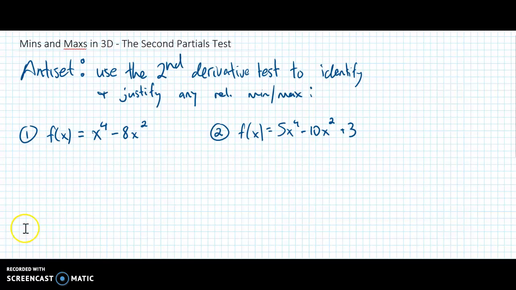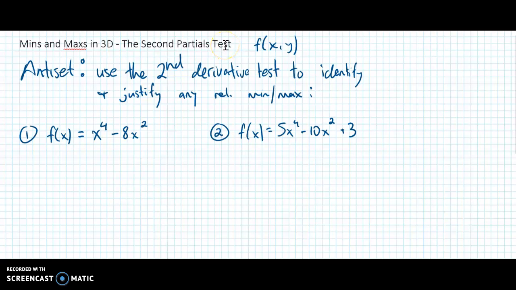So today we are going to do mins and maxes in 3 dimensions. So for a function f of x comma y, it's called the second partials test. It uses the second derivatives, or second partial derivatives, of a function.